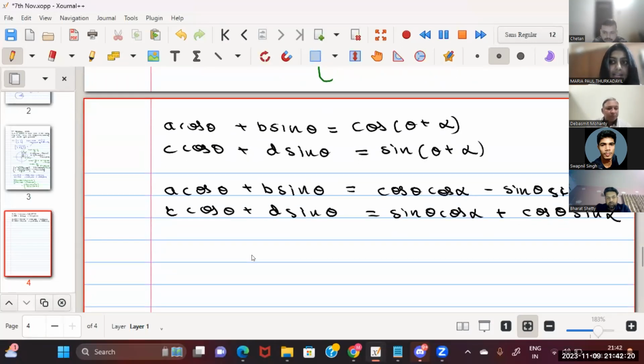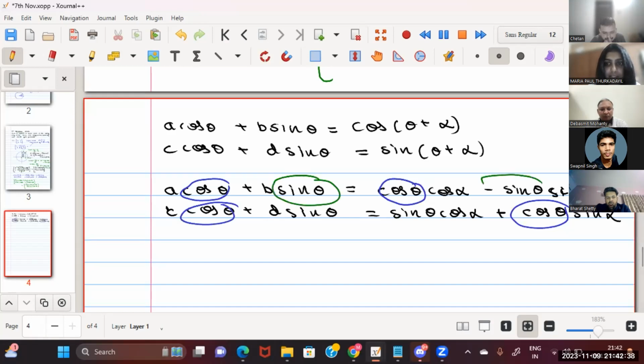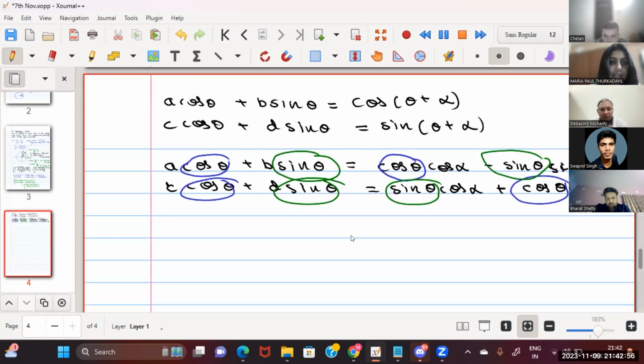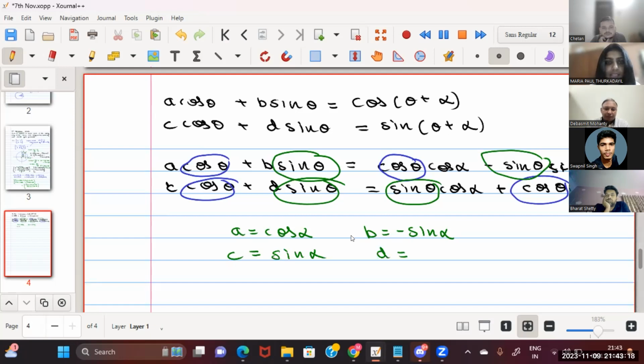So now we just compare the terms. Here you have a cos theta, a cos theta here, here, and here, and you have a sin theta in each of the other places. By observing the common terms, we can come to the conclusion that A is cos alpha, B is minus sin alpha, C is sin alpha, D is cos alpha.